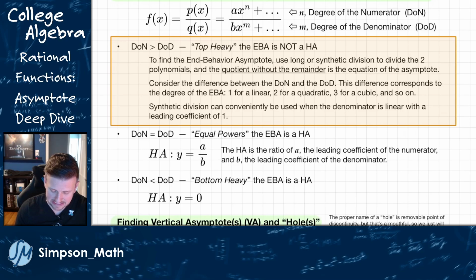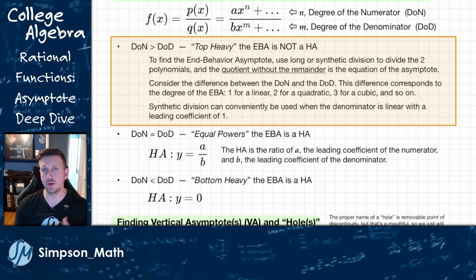We talked about that if the degree of the numerator equals the degree of the denominator, we casually refer to that as an equal power situation because they're the same, and we're just going to look at the ratio of the leading coefficients. And if the degree of the denominator is bigger than the degree of the numerator, we refer to that as bottom heavy, and those are easy because they're always just y equals 0.